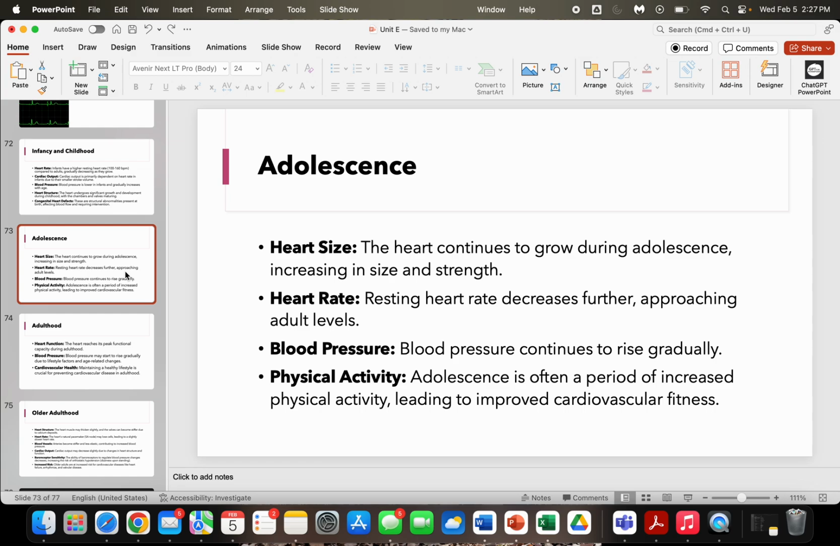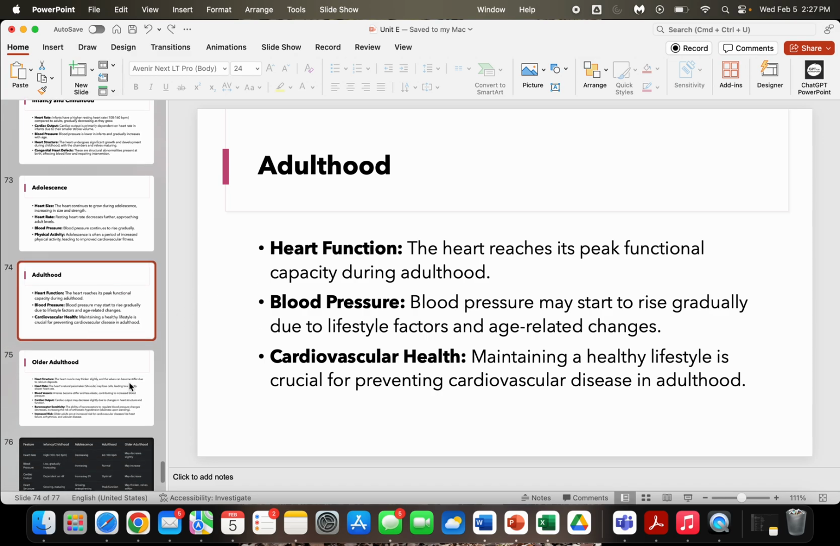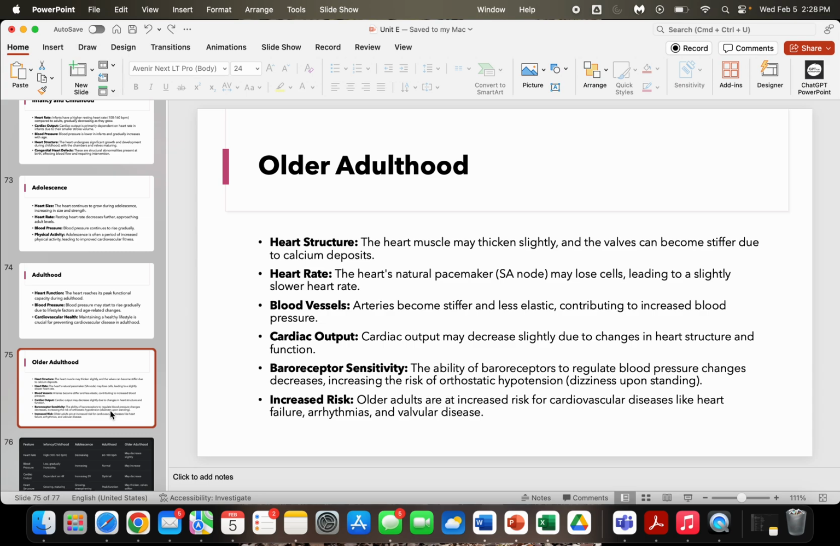As we age again in adolescence, we continue to grow. Our heart rate continues to decrease. Our blood pressure continues to rise gradually. And then as we enter adulthood, we reach the peak of our functional capacity, right? Our blood pressure may start to rise gradually, especially if we're participating in lifestyle factors that don't help us manage that blood pressure. And then our cardiovascular health, right? So when we reach adulthood, it's when we really need to start considering cardiovascular health, right? And those cardiovascular diseases we just talked about.